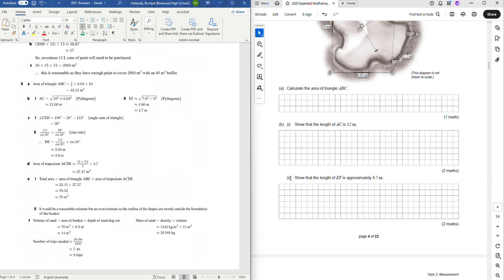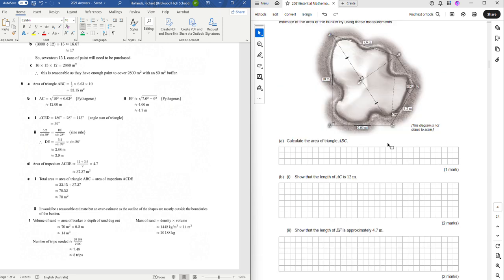Here, show that the length EF is approximately 4.7 meters. EF is here. We know that this is 6 meters, and then 7.6 is here. So we need to find this. EF is here, so we are using the inverse of Pythagoras' theorem, and that gives us 4.7 meters.